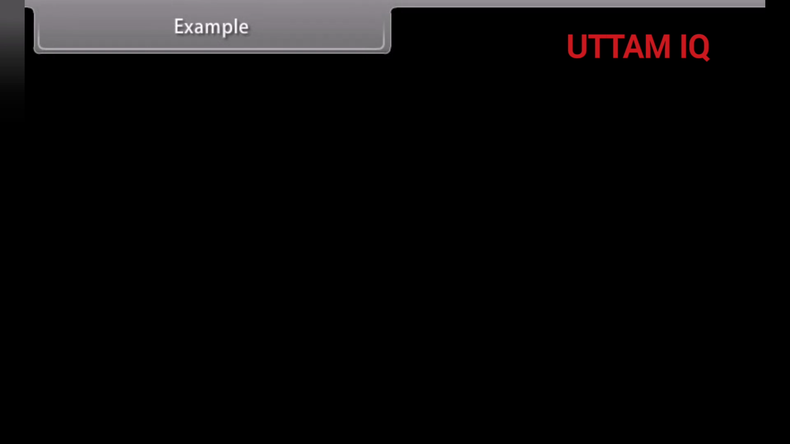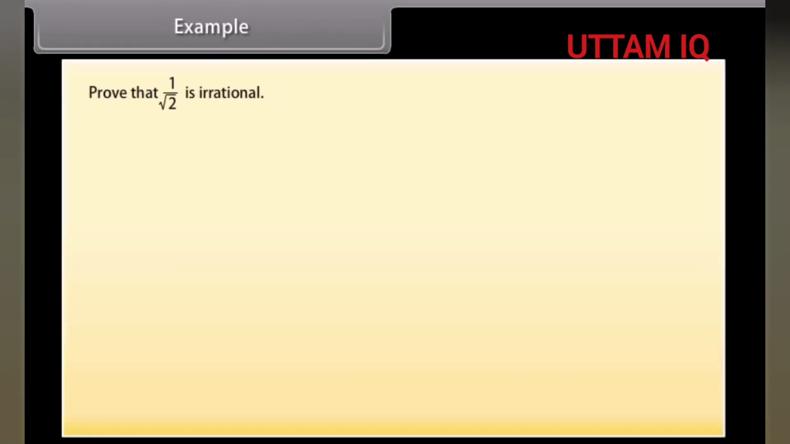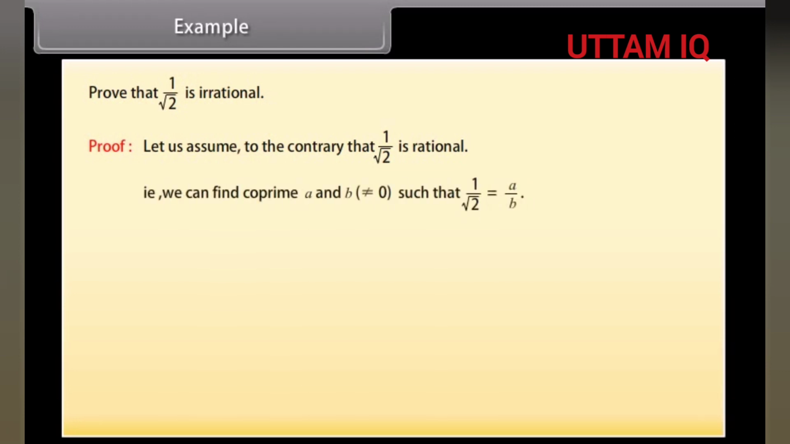Example. Let us solve an example now. Prove that 1 upon square root 2 is irrational. Proof: Let us assume to the contrary that 1 upon square root 2 is rational. That is, we can find coprime a and b, where b is not equal to 0, such that 1 upon square root 2 is equal to a upon b.